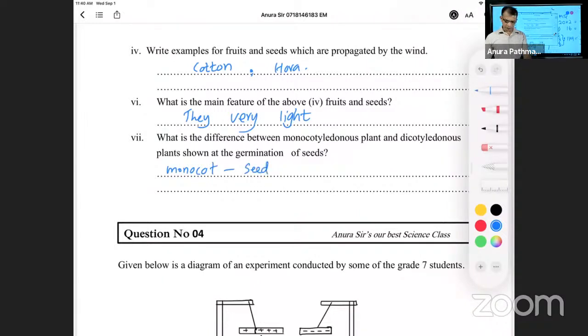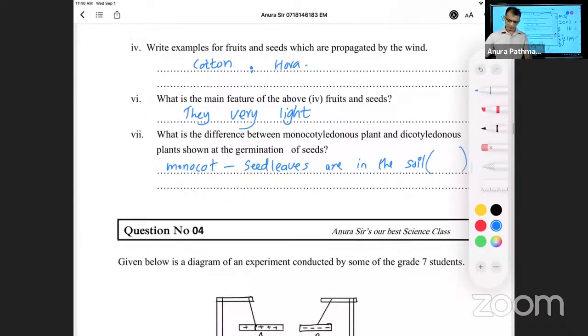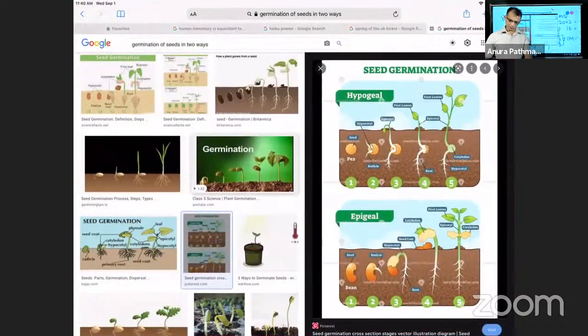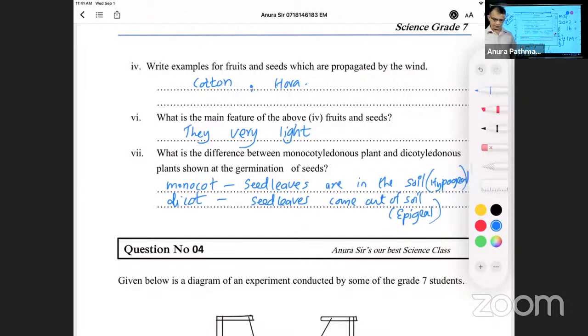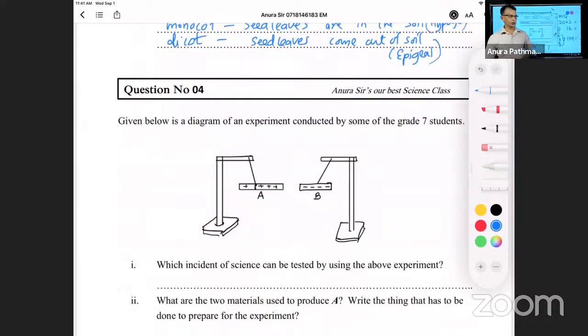Seed leaves are in the soil. What is the term I gave you for that? Hypogeal. Second, dicot. Seed leaves come out of the soil. Epigeal. Moving to question number 4.